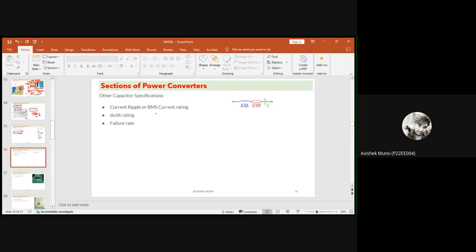Other capacitor specifications which you can keep in your mind are the RMS current rating, the dv/dt rating, and the failure rate of that capacitor. But the most important part is the voltage, and you have to keep in mind obviously the ESR. These two are the most important things, and the rest you have to consider for good design. So this is about the capacitor. If you have any doubt about this, you can ask me, and we'll move forward.